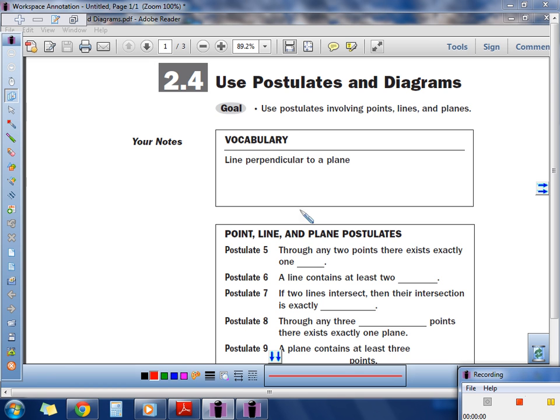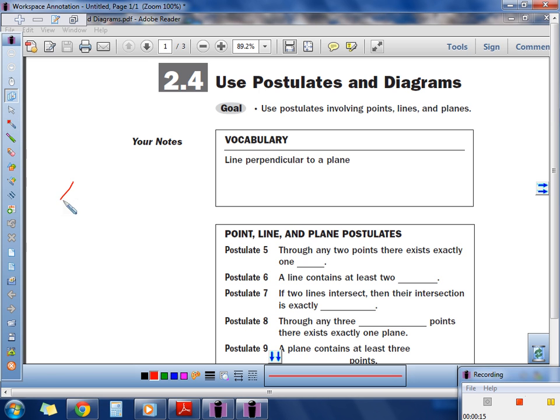Today's lesson is about using postulates involving points, lines, and planes. We've already talked about these pieces, these geometrical figures, but today we're going to apply them to some postulates and see how we can use them in different types of problems. The first one we haven't really talked a lot about is a line perpendicular to a plane.